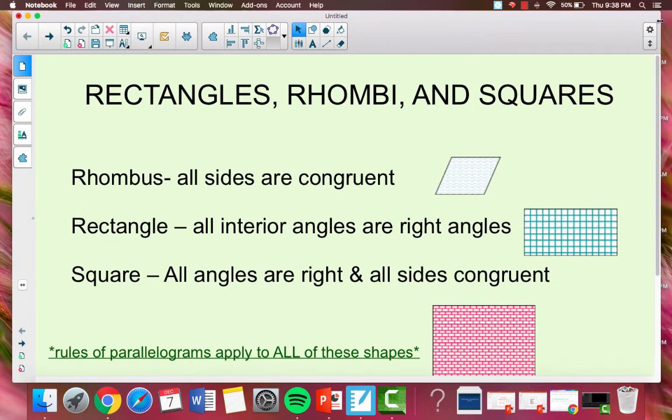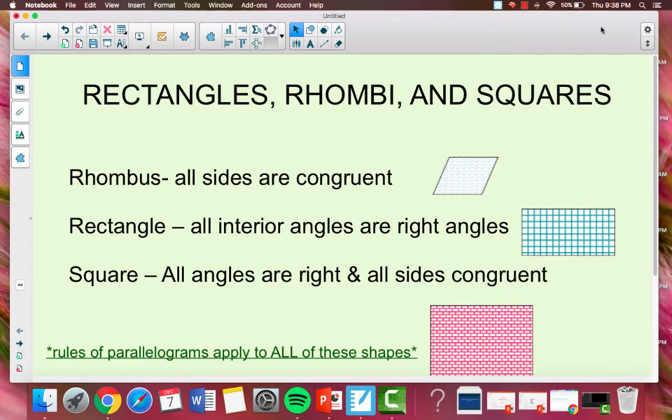This is going to be a bigger section because we're going to actually talk about three different shapes in this particular section and just morph it all into one. So make sure you're ready to take some good notes and write down all the rules and examples. That way you have them to refer back to. So today we're going to be talking about rectangles, rhombi, and squares. And just know rhombi is the plural for a rhombus.